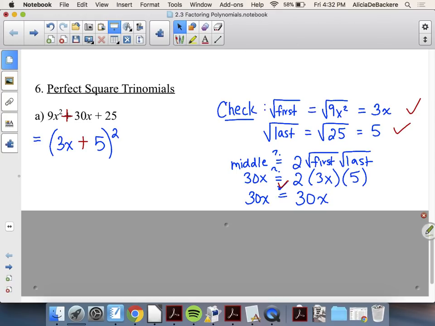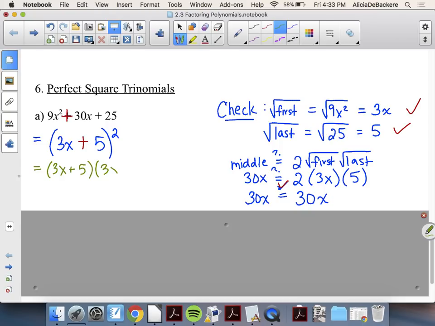And that's a nice kind of shortcut trick, isn't it? There's a lot of work up front for checking, but imagine multiplying this back out. You don't have to do this in this question, it just said to factor. But if I wanted to multiply this back out, it works because I'm taking the square root, the 3x, and multiplying it by itself, which gets me back to what I started with, the 9x squared. And then I get 2 of the square root of the first thing times the square root of the last thing. That's 2 3x's times 5.